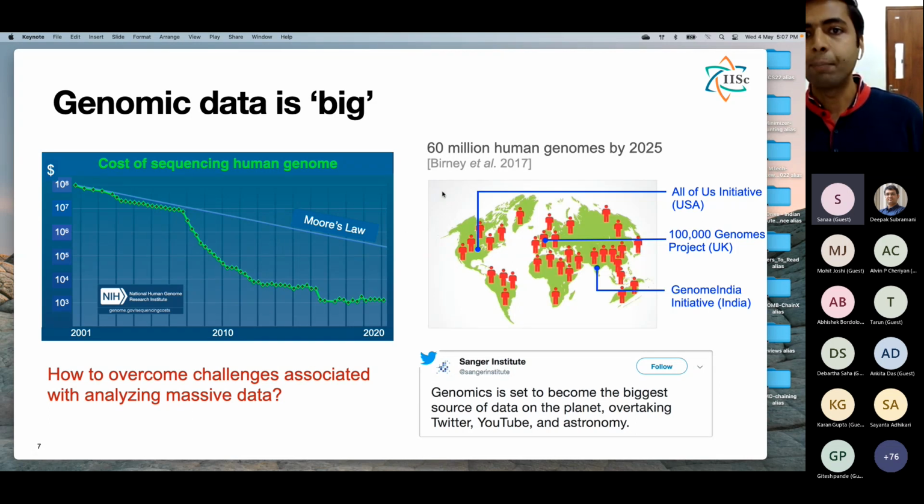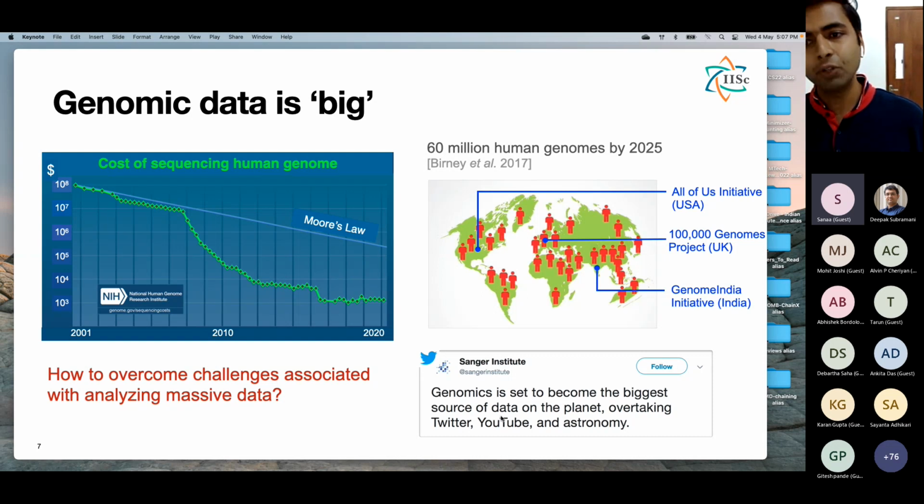Just to give one other example, it is estimated that we will have 60 million human genomes sequenced by 2025. Various countries around the globe have their national sequencing initiatives going on. In India, we have a Genome India initiative going on, which is doing whole genome sequencing of 20,000 human genomes already. As a result of all these projects, genomics is estimated to become the biggest source of data on the planet, overtaking any social media or any other domain.